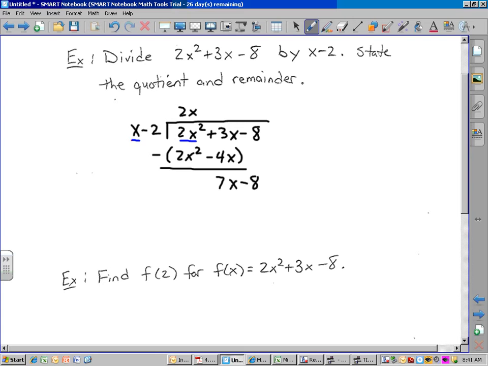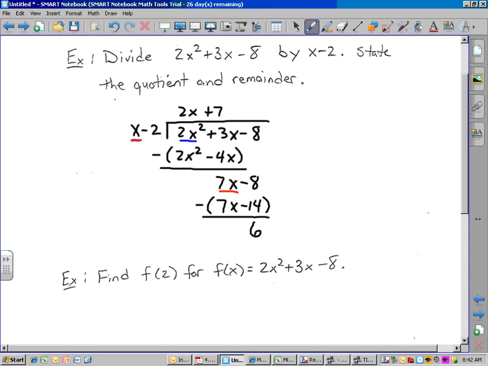Now, what are we going to multiply that by to get 7x? That is a positive 7. So plus 7, 7 times x is 7x, and 7 times negative 2 is negative 14. So negative 8 plus 14 is a positive 6.